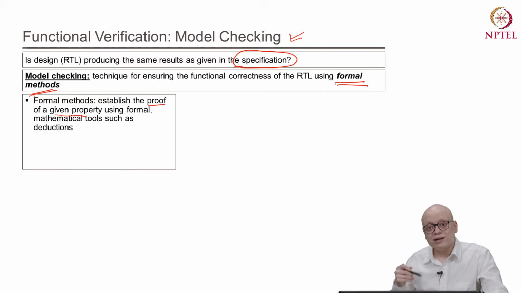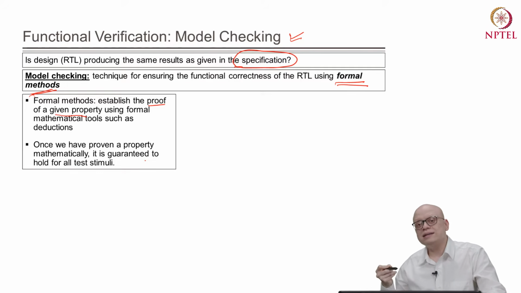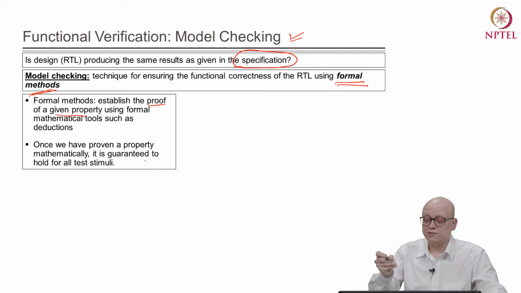Rather than relying on the test vectors, it is trying to prove something mathematically. Once we have proven a property mathematically, it is guaranteed to hold for all the stimuli. Why is it guaranteed to hold? Because it implicitly covers all the possible scenarios. Let us take an example and understand what the difference is.